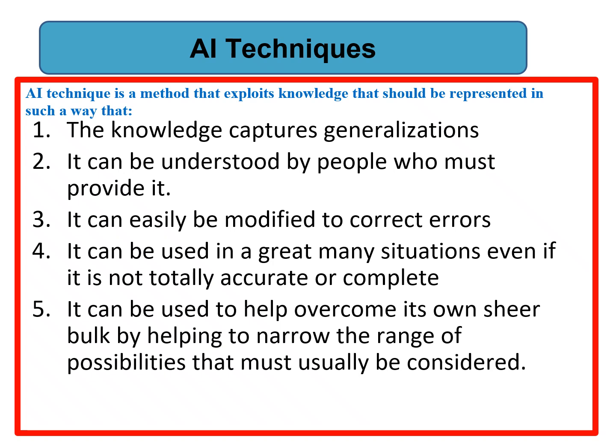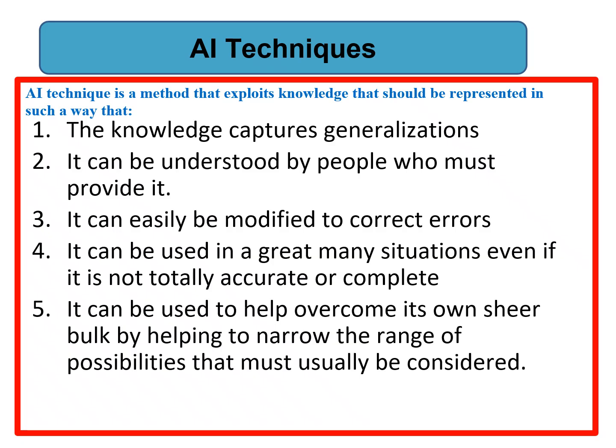Second point, it can be understood by the people who must provide it. Knowledge should be represented in a way that humans can easily read, understand and update. For example, if temperature is greater than 100 degrees Celsius, then water boils. The rule is simple and understandable by scientists and engineers.